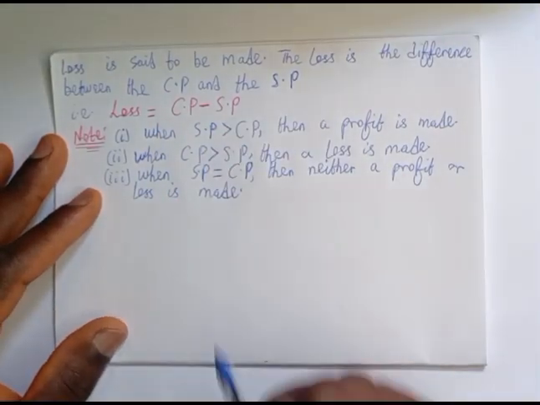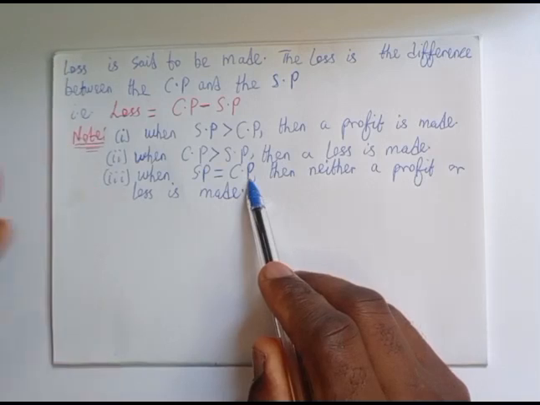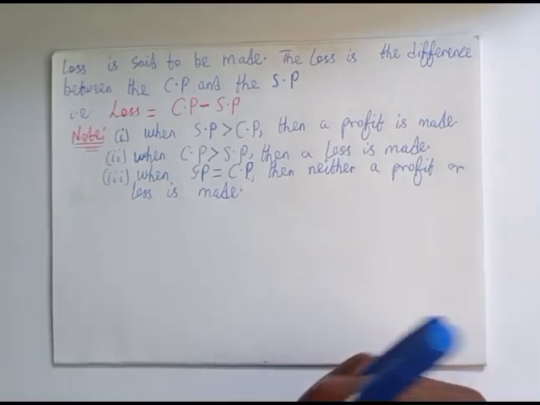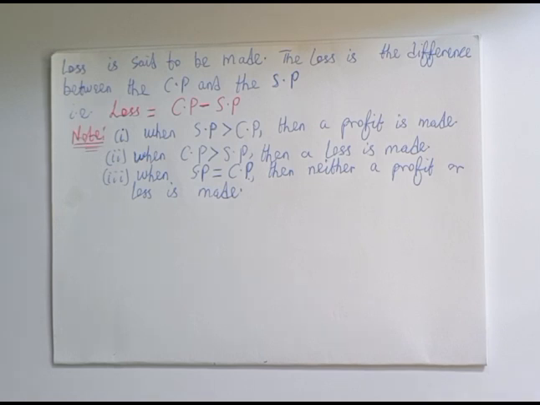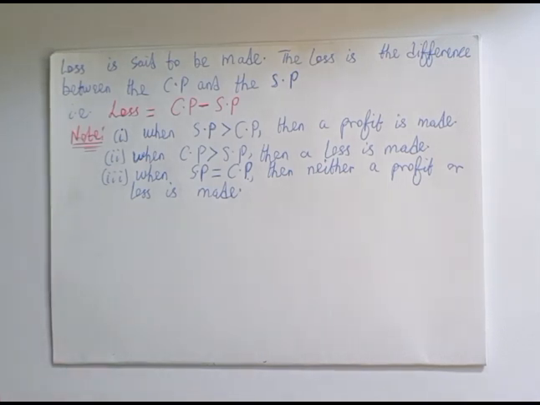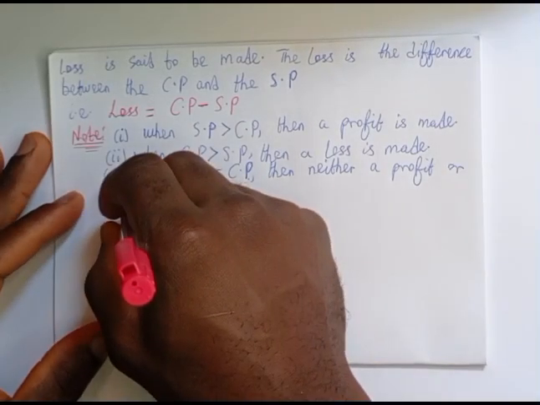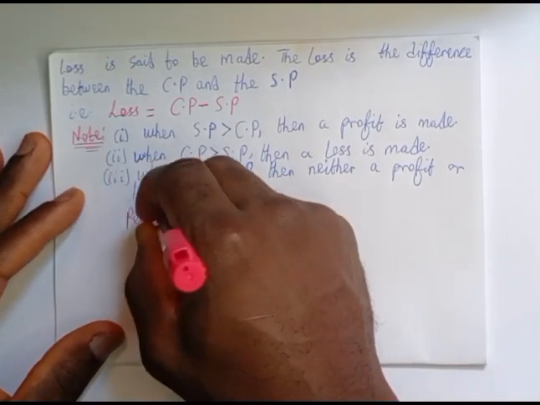But in a business world, when the selling price is equal to the cost price, we are going to say there is a loss made. There is a loss made simply because the business person invested his or her time. We move to the next, which is percentage profit and percentage loss.